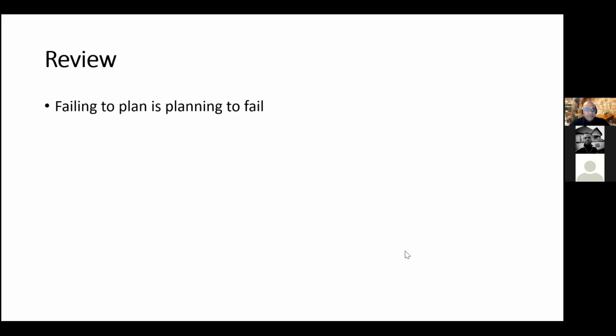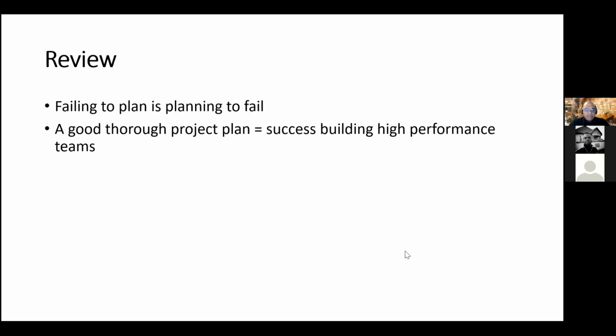Okay, so just a quick review here. Failing to plan is planning to fail. In other words, the process we're going through, this is the third session now. All this is very important because if you don't plan, if you don't do what we've done with the WBS and the network diagram and entering all this into Microsoft Project and maintaining it regularly, if you don't do this, there's a very large percentage that your project will more than likely fail. A good thorough project plan usually equals success in building high performance teams, right?